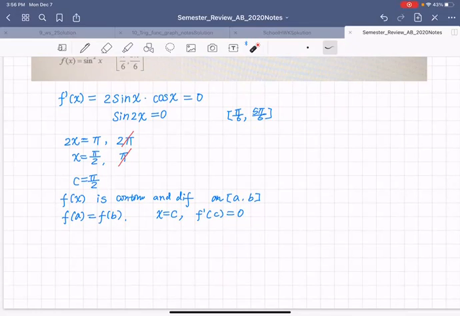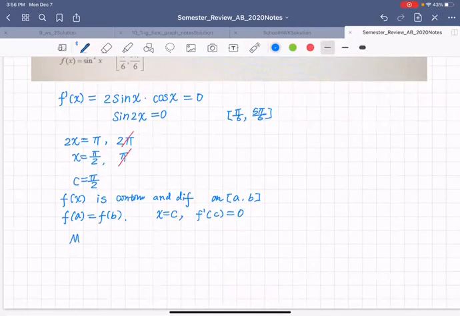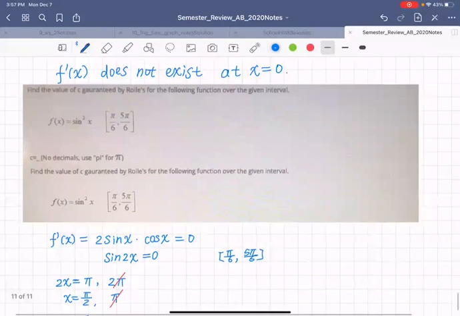Something important for these two theorems, both MVT and Rolle's theorem: you want to satisfy number one, continuous on the interval of a, b. This is the thing you must satisfy. Number two is differentiable. But do I need to check continuous and differentiable for Rolle's theorem? Could I just plug in the two points?